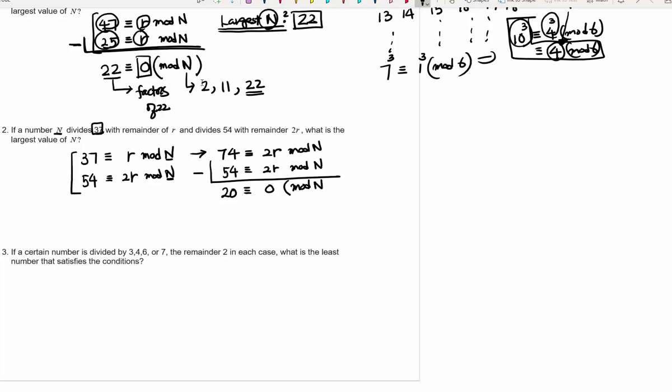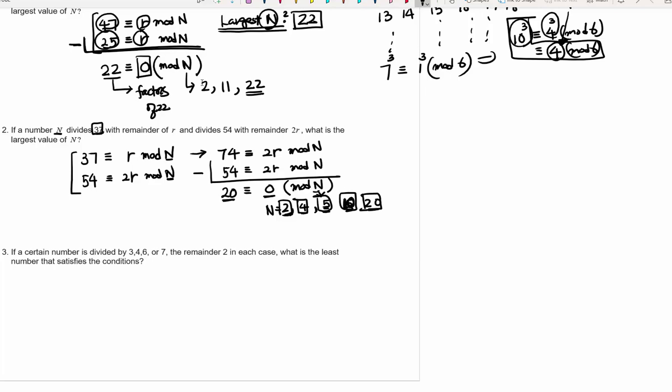Okay, looking better. So what is the value of n? n should be a factor of 20, except 1. So you can divide by 2 or 20, or 4 and 5, 2 and 10. So how many factors are there? 1, 2, 3, 4, 5. That's all the possible values of n, because 20 congruent to 0 means n is a divisor.